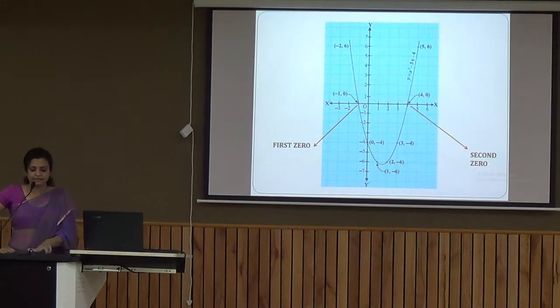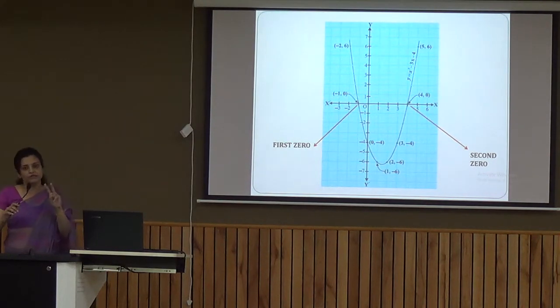Look at this. Is it cutting the x-axis or intersecting the x-axis at 2 points? Yes. So the first zero is (minus 1, 0) as you can see, and the second zero is (4, 0). That is, it is intersecting the x-axis at 2 points, minus 1 and 4. These are the zeros of the polynomial.